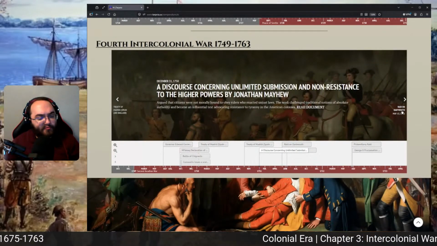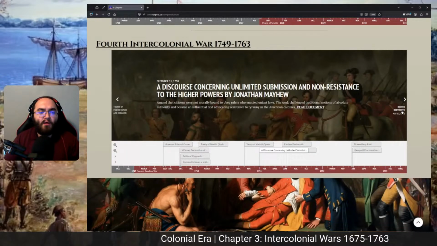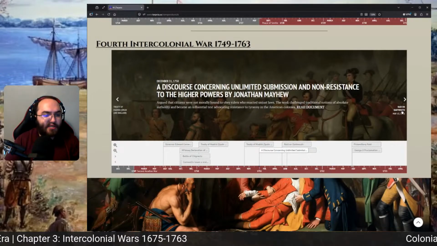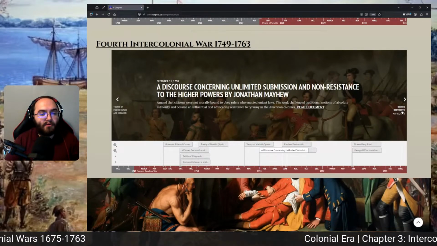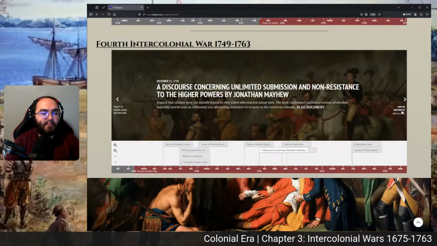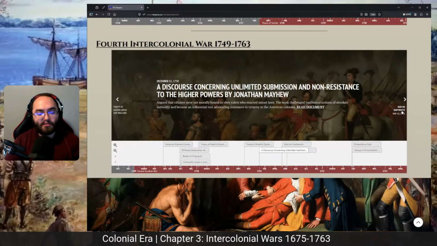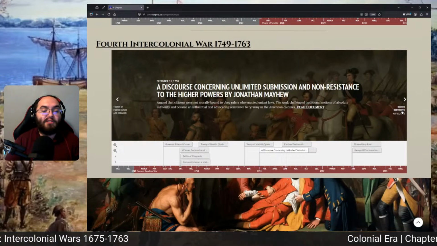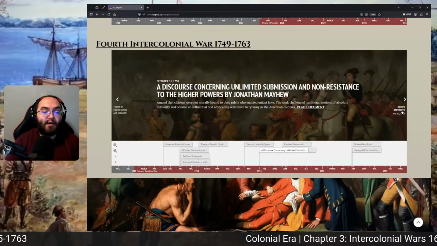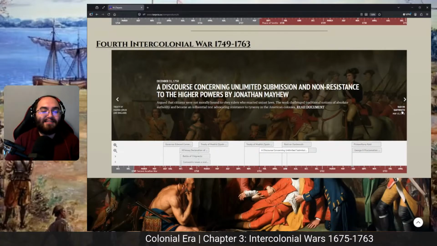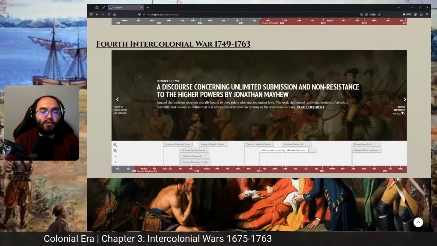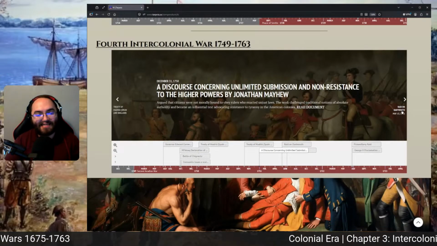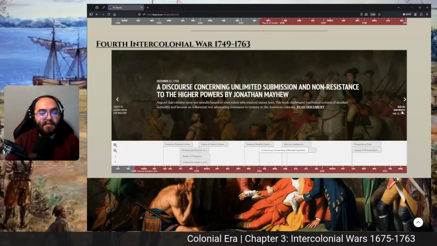Here's yet another document from the Great Awakening, the Calvinist Awakening. Although this is mostly a religious document, it is also very much a political document, and this is written by Jonathan Mayhew, A Discourse Concerning Unlimited Submission and Non-Resistance to the Higher Powers. And so this is saying that citizens were not morally bound to obey rulers who enacted unjust laws. The work challenged traditional notions of absolute authority and became an influential text advocating resistance to tyranny in the American colonies.